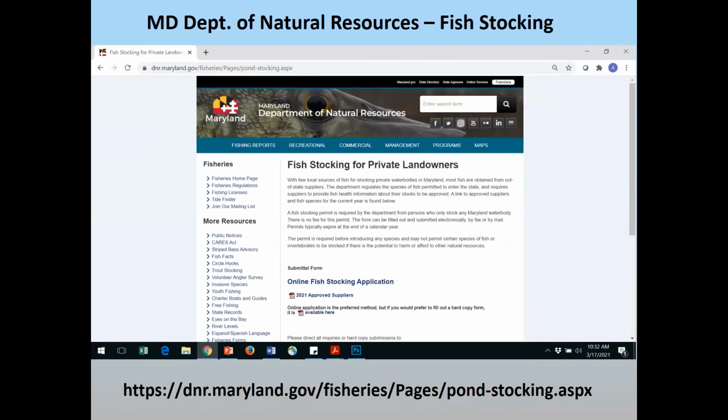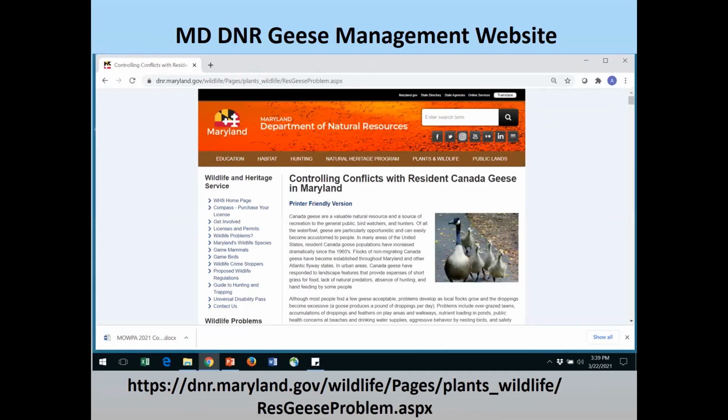Here's some information on the DNR fish stocking. They have a program that helps private landowners with fish stocking, for example. And then this is another excellent website on how to control resident geese, and it provides a lot of information. The big thing with any sort of waterfowl control is you've got to be dedicated and follow through with whatever methods you use. And again, this site describes the various methods that can be legally used to try to control geese.